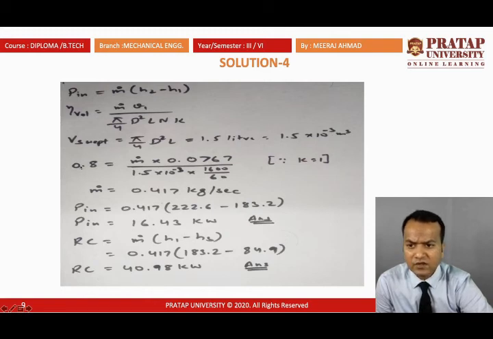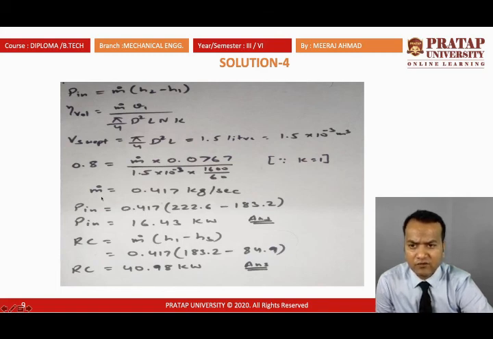The efficiency of the compressor is given as 0.8. So you can put the value of specific volume at the inlet to the compressor V1 and the swept volume, and the value of n should be converted into per second, so 1600 divided by 60, and put the value of K equal to 1 because the number of cylinders is not given, so you assume a single cylinder system. So from here you find the value of mass flow rate, which is equal to 0.417 kg per second.